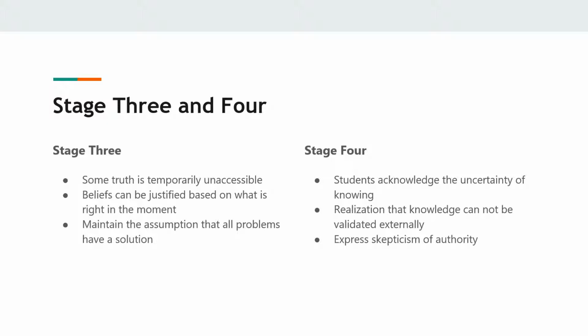They come to the realization that knowledge cannot be validated externally. Individuals also begin to express skepticism of authority and identify that multiple people can hold knowledge and solutions. According to research, stages 3 and 4 are where most college students are found, although it is possible for some that they will never move past stage 3.